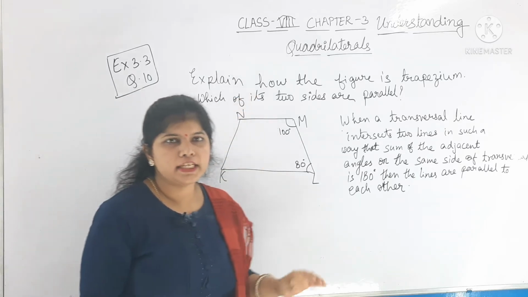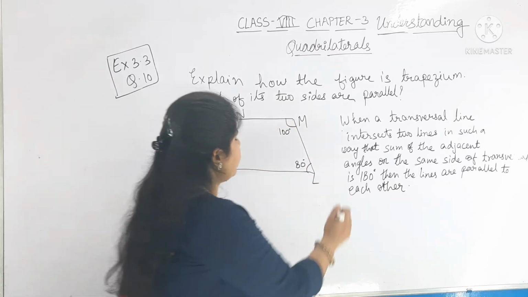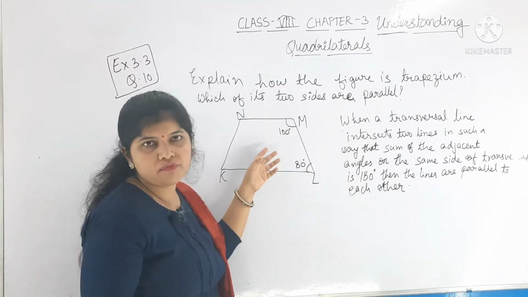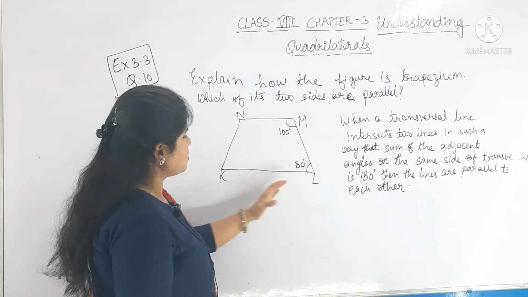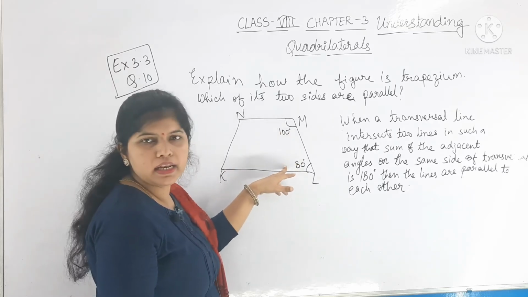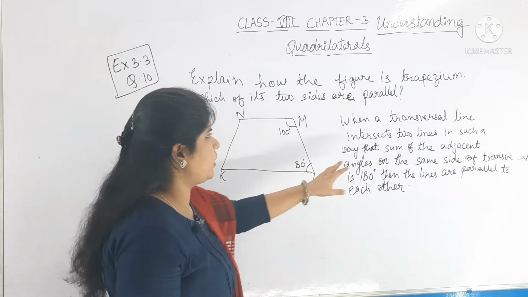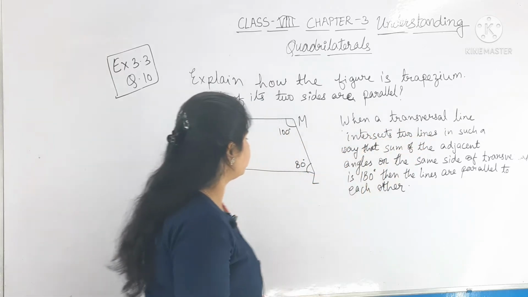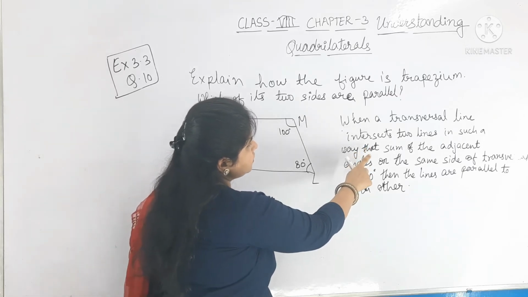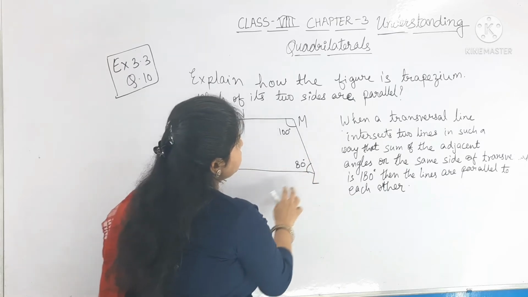What is the question here? Explain how the figure is a trapezium, and which of its two sides are parallel. It is asking which two sides are parallel and how it is a trapezium. We have to prove this. So this is a quadrilateral KLMN, and angle M is equal to 100 degree and angle L is equal to 80 degree. Here MN and KL are intersected by the transversal line ML.